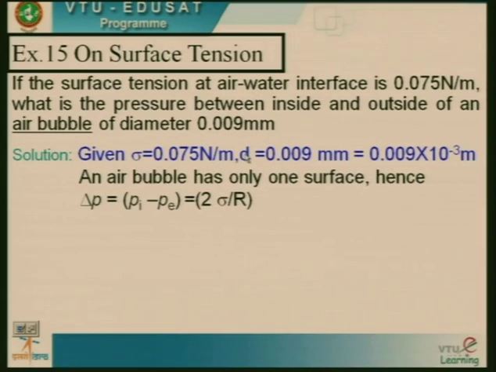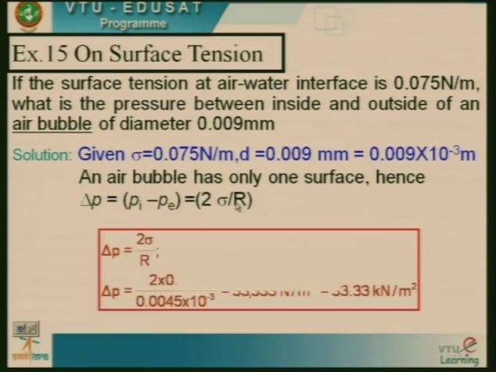Diameter is given as 0.009 mm. What will you do, my friends? Yes, you will divide by 1000 to convert it to SI unit, so 0.009 times 10 to the power minus 3. An air bubble has only one surface, hence delta P is equal to Pi minus Pe is equal to 2 surface tension by R. Substitute: delta P I do not know, surface tension is 0.075, which is given. For R, the radius is 0.0045, mind it well, the given value is diameter, and diameter is 2 times radius.